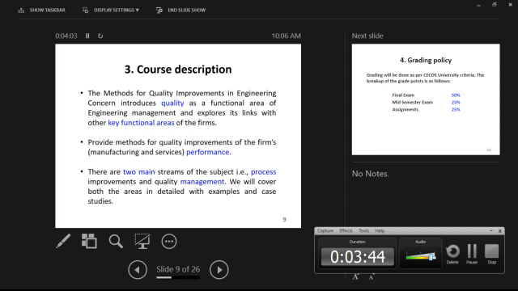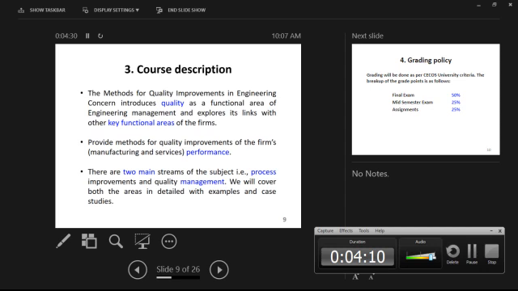Now, the course description. I want to tell you something about the course. This is just a summary of the course: methods for quality improvement in engineering concern. It introduces quality as a functional area of engineering management, and it explores its links with other functional key areas of the firm. In the industry there is a quality department, which is called the quality assurance department, or you may say quality inspection.